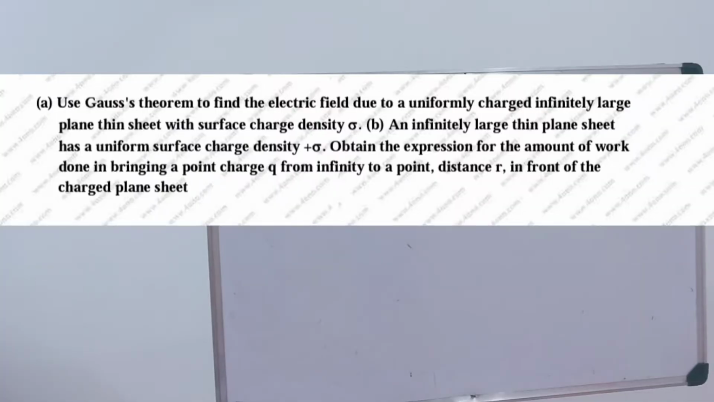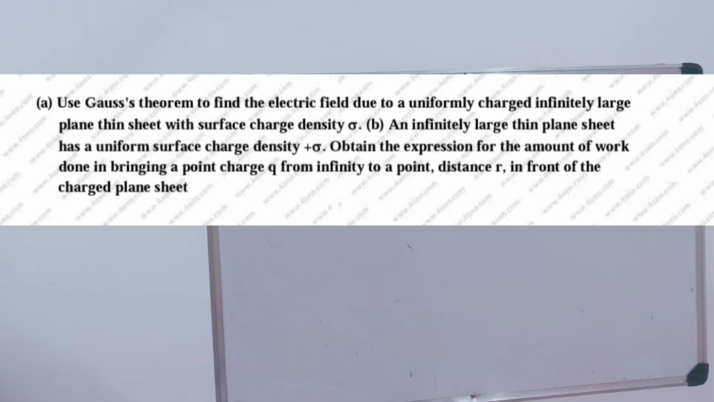Choice for the essay question is also from the first unit, where the first part: use Gauss theorem to find the electric field due to a uniformly charged infinitely large plane thin sheet with surface charge density sigma. B part: an infinitely large thin plane sheet has a uniform surface charge density plus sigma. Obtain the expression for the amount of work done in bringing a point charge Q from infinity to a point.